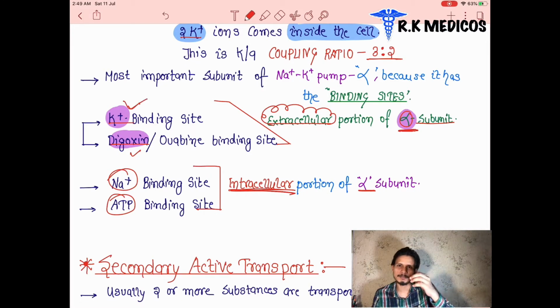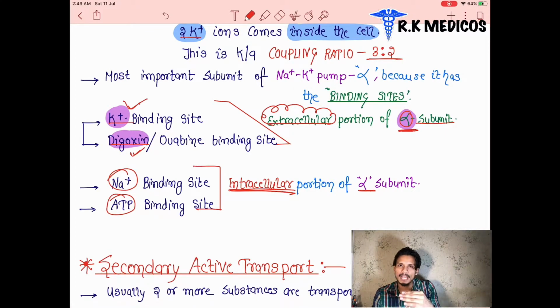Digoxin is a drug, basically an antiarrhythmic drug. It is used when the patient has arrhythmia or tachycardia, for example paroxysmal tachycardia; in this type of disease we can use digoxin. Its binding site is present on the outside of the cell, where the cellular activity will be done. So these are the two activities we can see here.